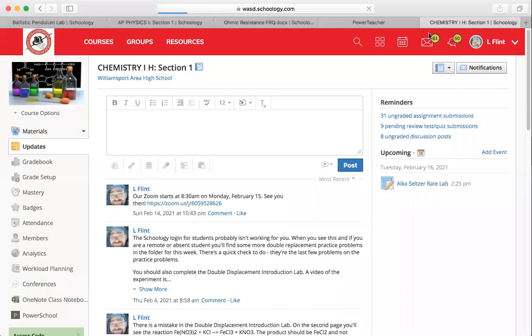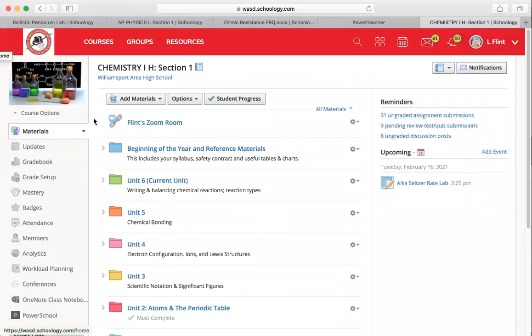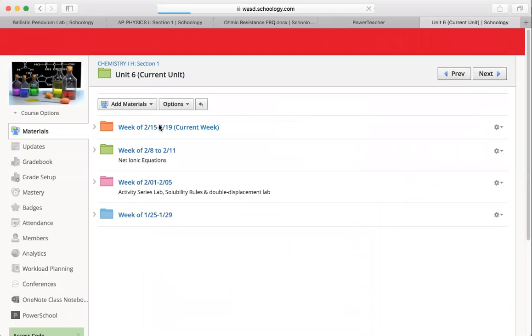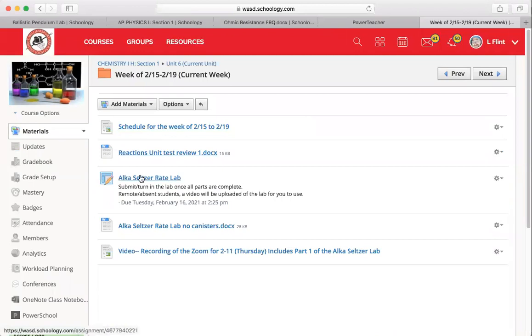So here's the deal. If you were not in school, and I know that I saw a couple Schoology messages from a few of you about the Alka-Seltzer Rate Lab, if you were remote or if you were absent. In the Unit 6 folder, in the plan for this week, it says week of 2.5 to 2.9 or 2.15 to 2.19. The lab is right here. You wouldn't have turned it in yet because there are two parts to the lab, but you might have it on paper. If you have it on paper and you want to turn it in on paper, that's okay whenever we see each other next, which will probably be Wednesday.